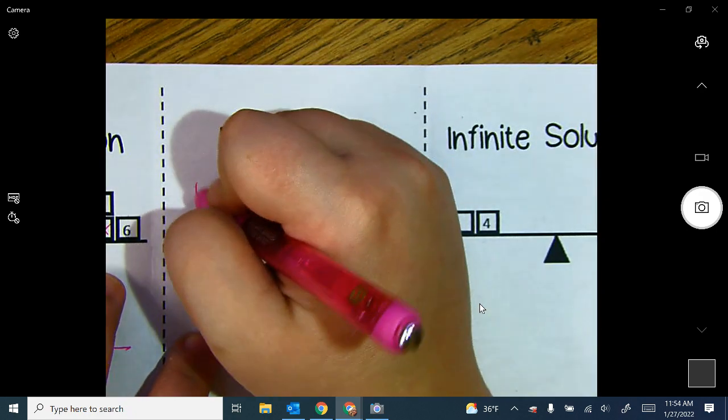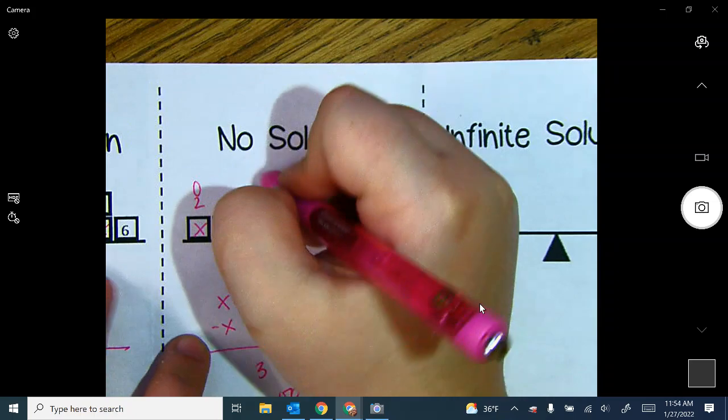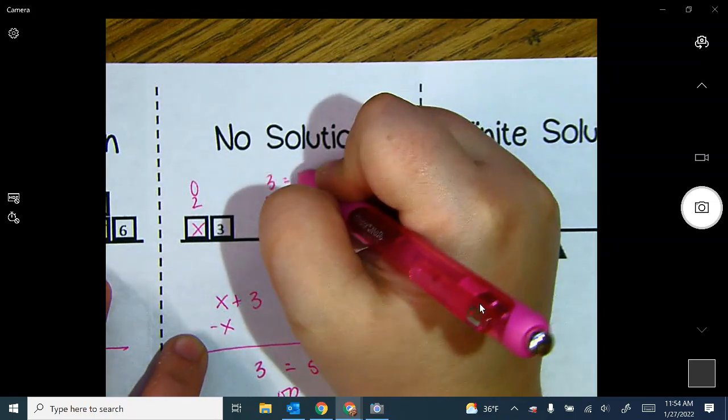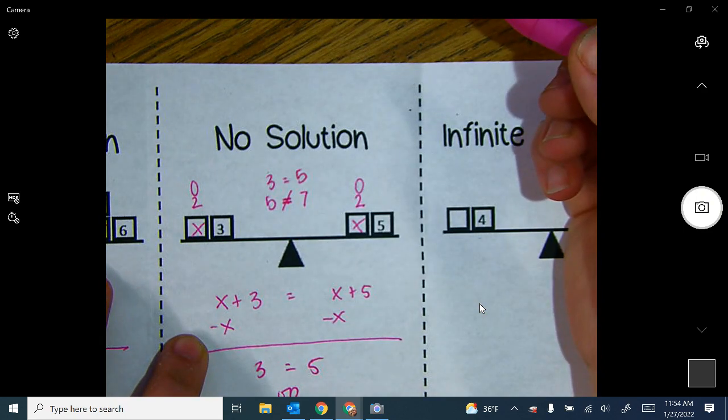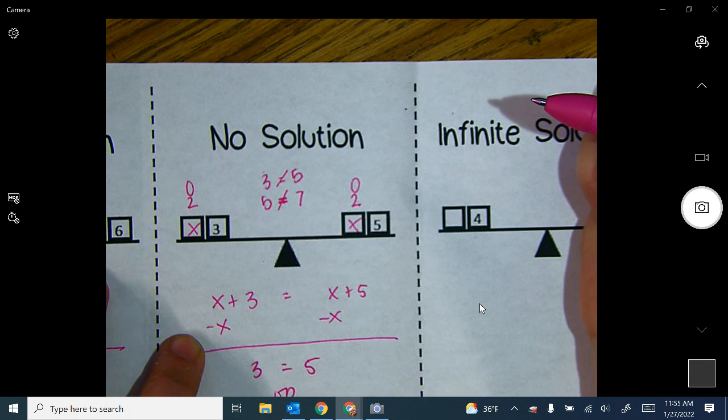Okay, but what about maybe 0? So over here, I would have 0 plus 3, which is 3. On the right, I would have 0 plus 5, which is 5. So I end up with 3 equals 5. And again, we know that that's not a true statement. 3 does not equal 5.